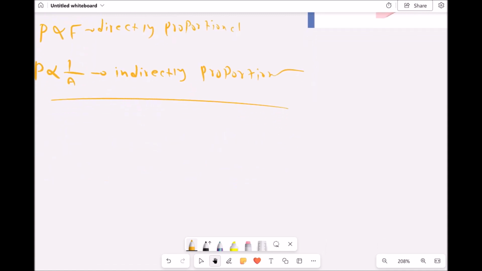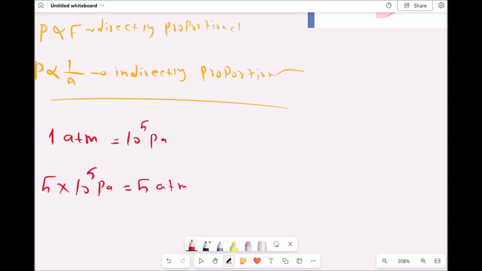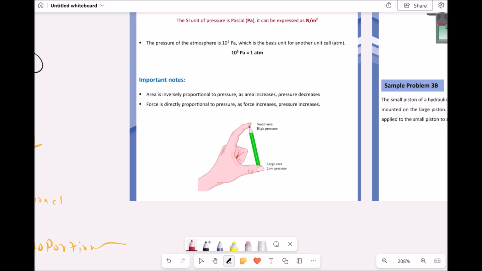You have something else, guys. Just know that one atmospheric pressure, which is the pressure of the atmosphere, is equal to 10 to the power of 5 Pascal. So if you have 5 times 10 to the power of 5 Pascal, then this is basically 5 atmospheres, or you can simply write 5 atm. So this is for the atmospheric pressure, or the pressure of the atmosphere.